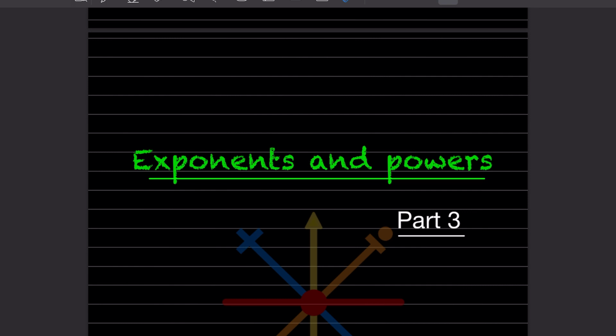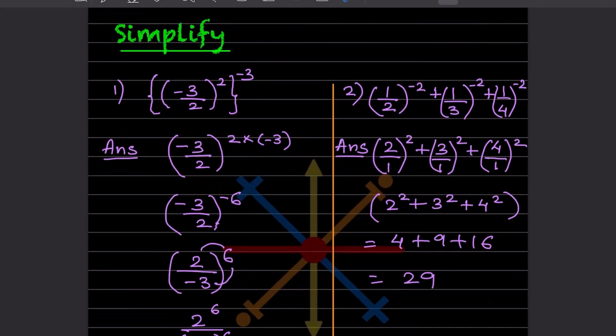Today we are going to do part 3 of exponents and powers. Let us see first the simplify questions. There are different types of questions, all mixed, so just look at them. Now see here, first we will look at this exponent. This is the question given.